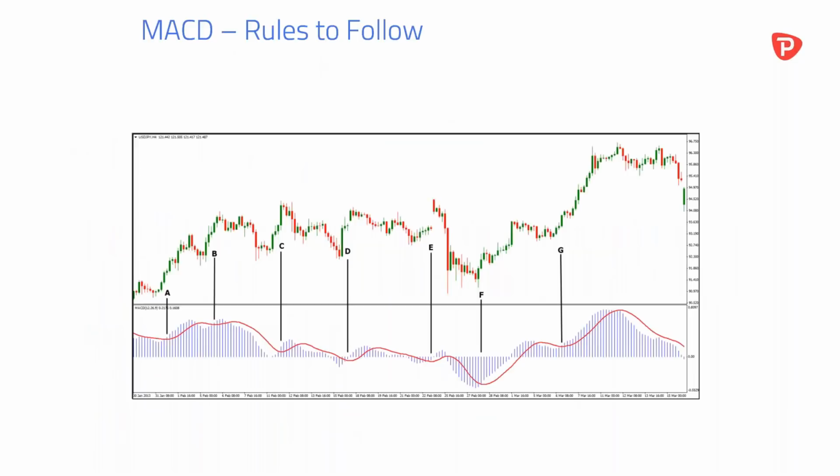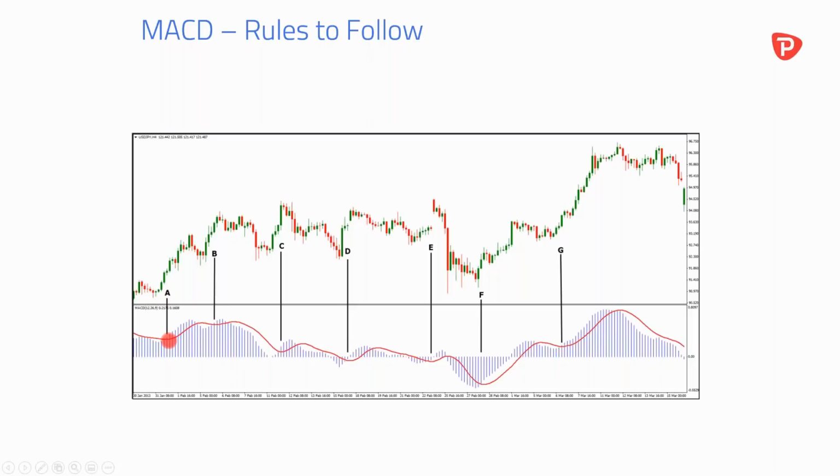We can see here, I'll go on to the signal line as well. The histogram is obviously the blue lines that you can see on the chart. Any of the MT4 or MT5 MACDs look like this as a standard. Now, all of these letters are representing every time the signal line, which is a 9 moving average of the histogram, exits or enters the histogram.